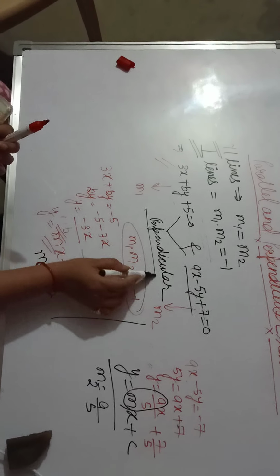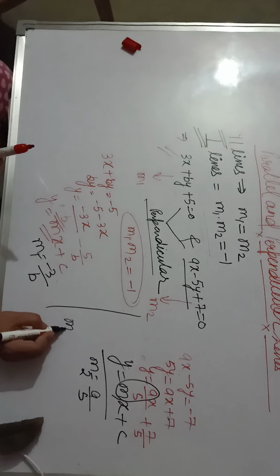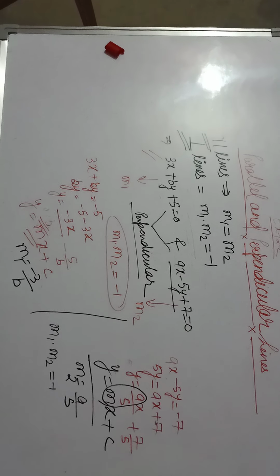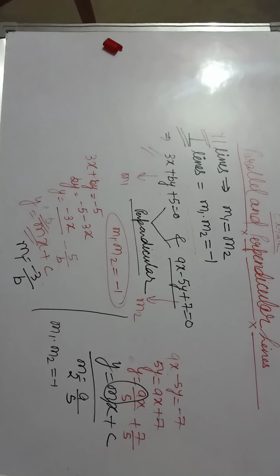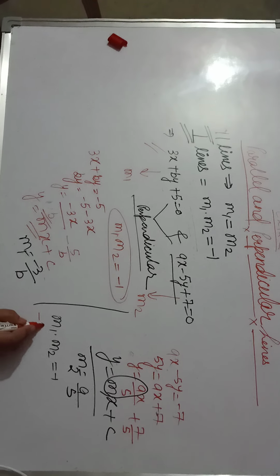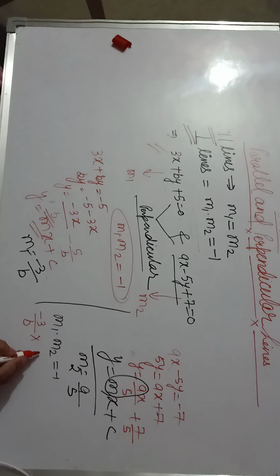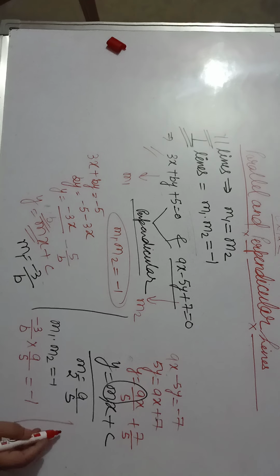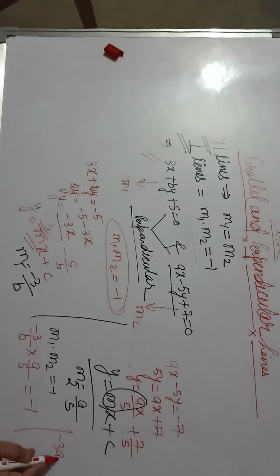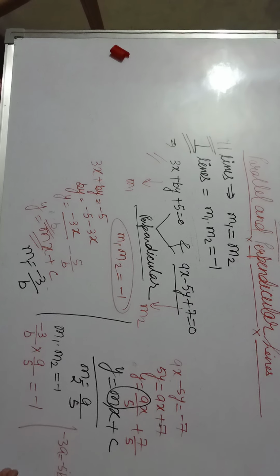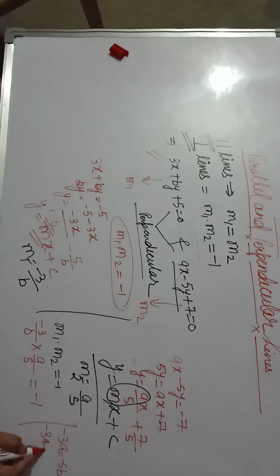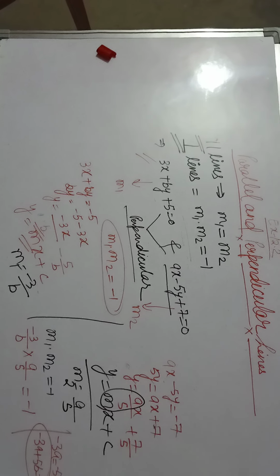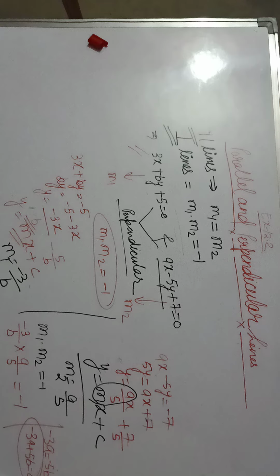It is given that the lines are perpendicular. For perpendicular lines, we know that m1 into m2 is equal to minus 1. In place of m1 we write minus 3 by b, and in place of m2, a by 5, is equal to minus 1. When we simplify, we get minus 3a is equal to minus 5b. So we can say minus 3a plus 5b is equal to 0. This is the relation between a and b.